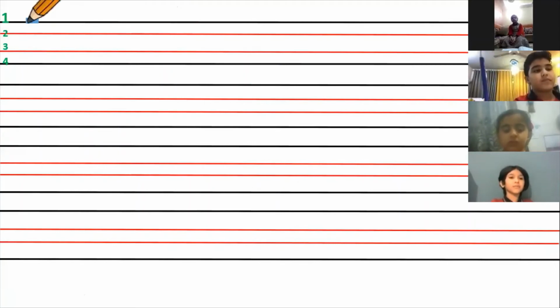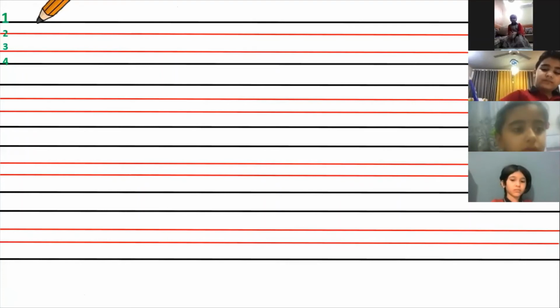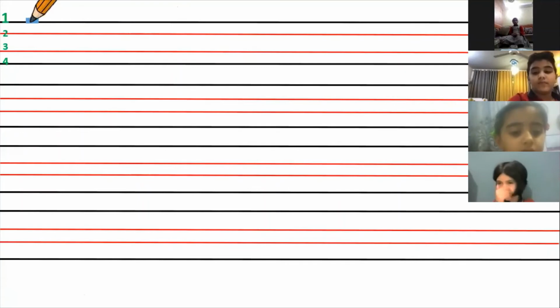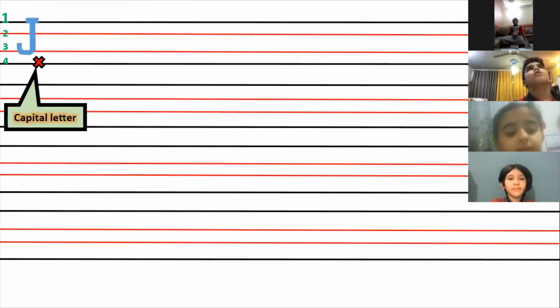Again. I will repeat it so you pay attention and know how to write it. Put the pencil on the first line. Draw a short horizontal line on the first line. Then go down and draw a straight vertical line from the first line to the third line. Then bend it from the end, without reaching the fourth line. This is the capital letter J.